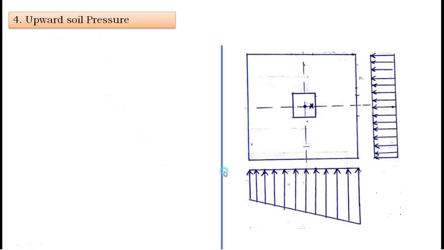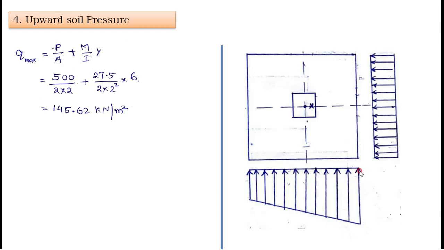Upward soil pressure. For upward soil pressure, as it is one-way eccentricity, it is eccentric only in the X direction. Therefore, we don't get any variation in the stress in this direction. Okay, therefore we get an equal stress distribution from one end to the other, and with respect to this axis we are getting maximum stress here and minimum stress here.